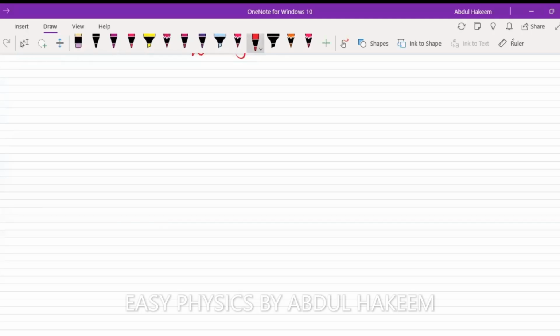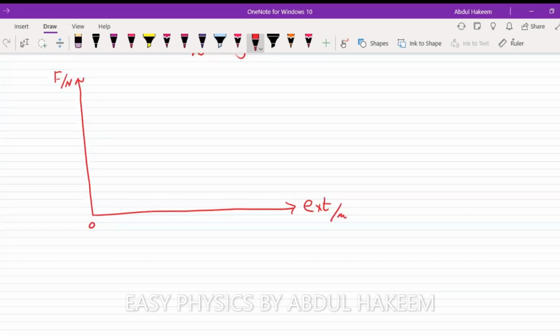So suppose we draw the load and extension graph, with extension on the x-axis and force, the load, on the y-axis. This is one of the graphs. The end of the straight line is called the limit of proportionality. The next point is called the elastic limit, meaning the end of elasticity. And this is called the breaking point.